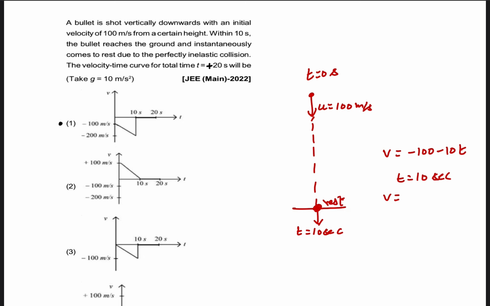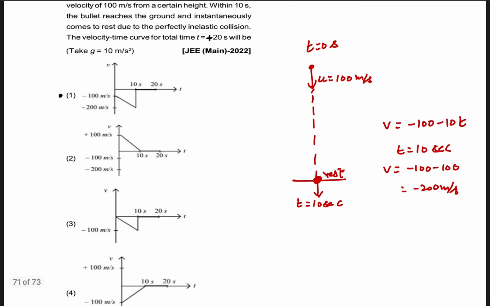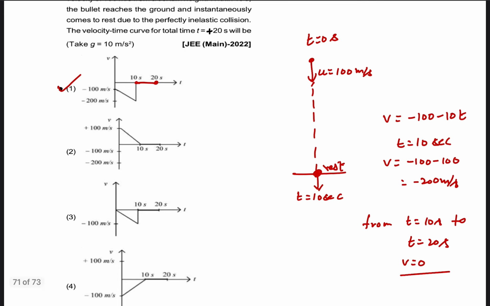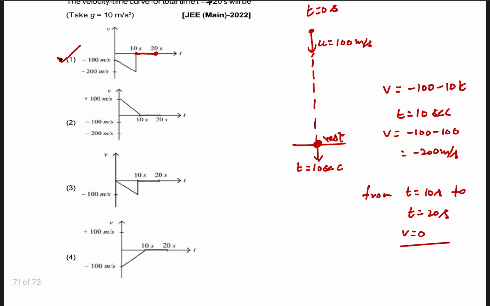At t equal to 10 seconds, you can write the velocity. Why am I writing minus? The reason is that everything in the downward direction is taken negative. Minus 100 minus 100, you get minus 200 meter per second. It strikes with minus 200. So which graph is possible? Only the first graph is possible. After that it is at rest: from t equal to 10 seconds to t equal to 20 seconds the velocity is 0. These are the relations. Only the first graph is possible according to the given question. The second graph is not possible, as it goes from 100 to 0.